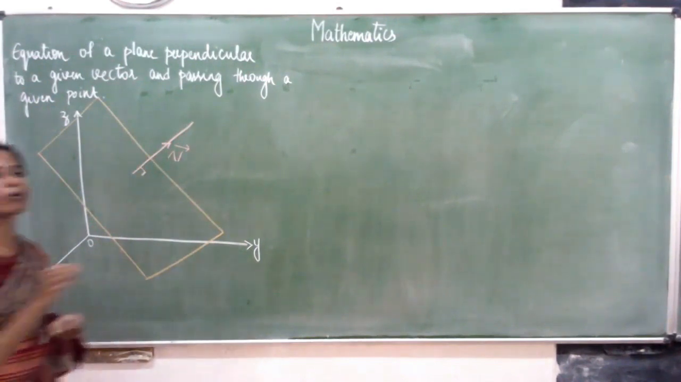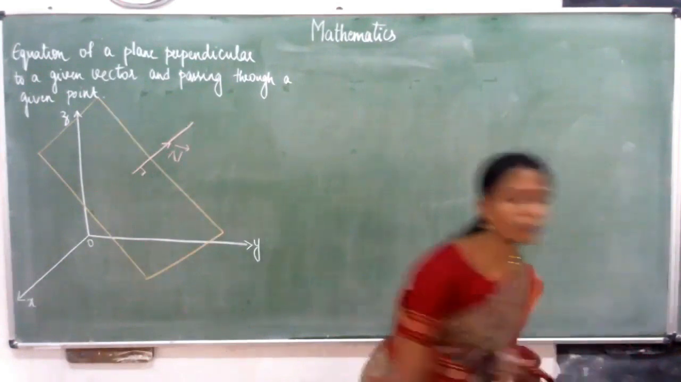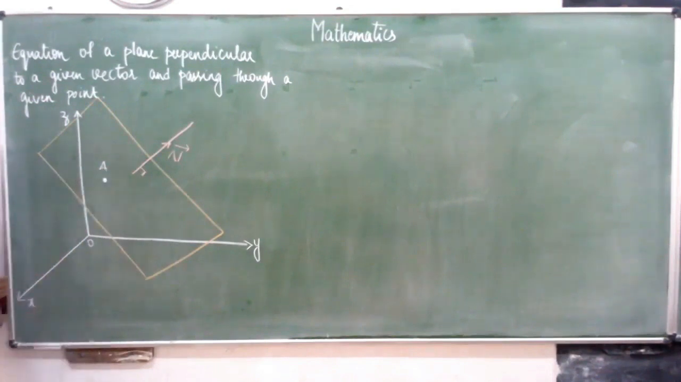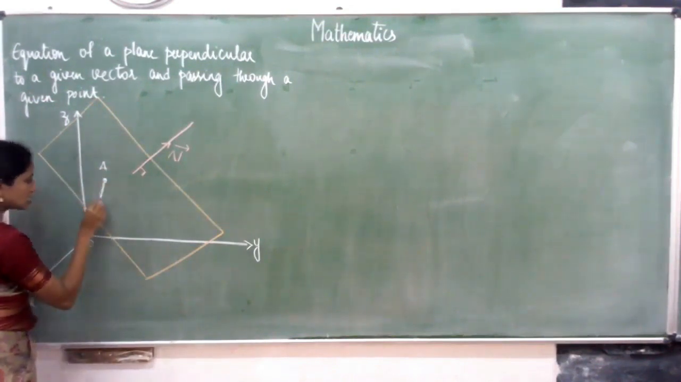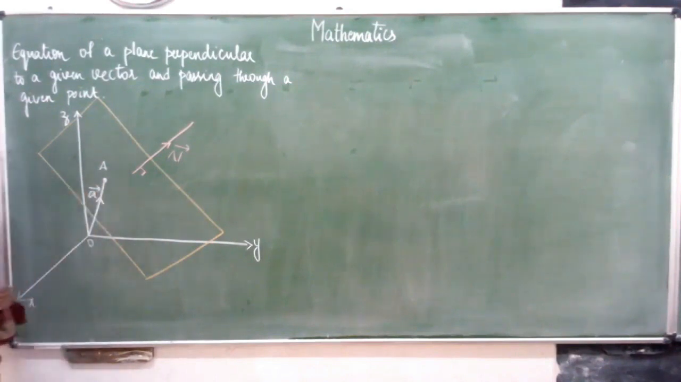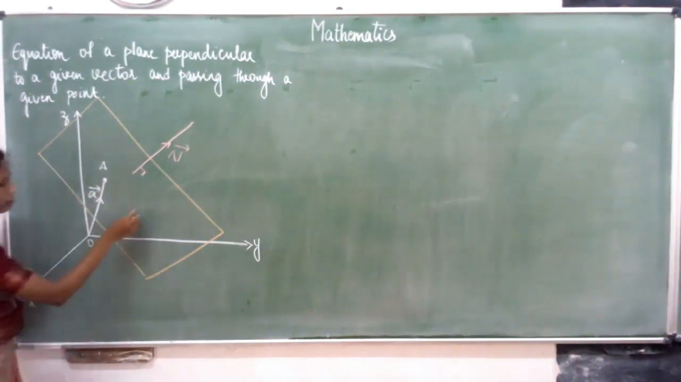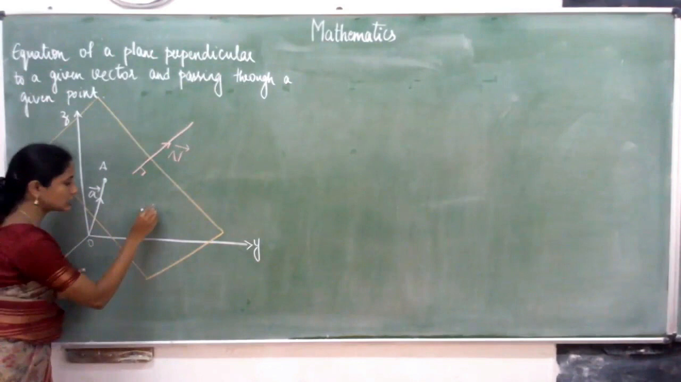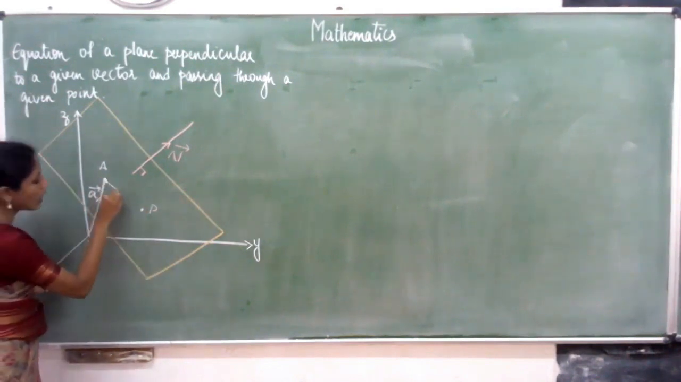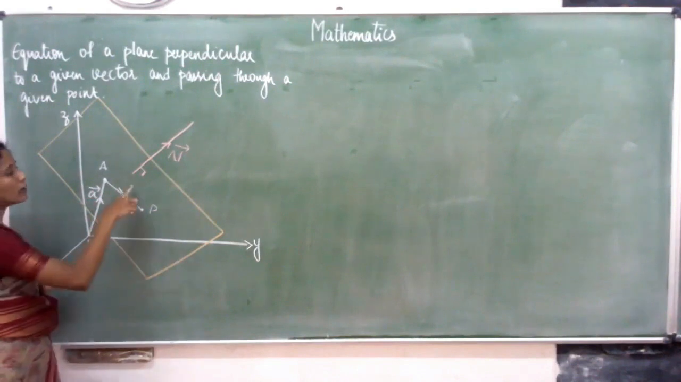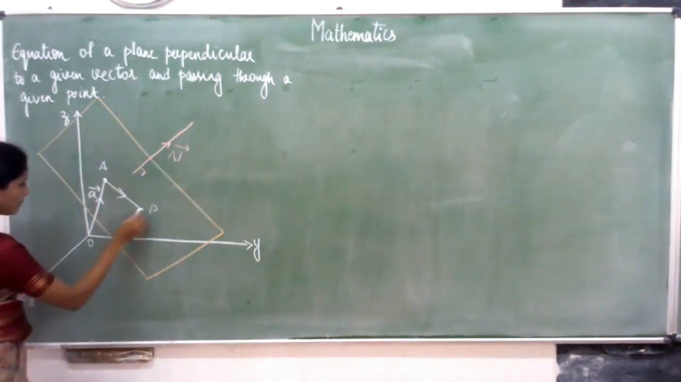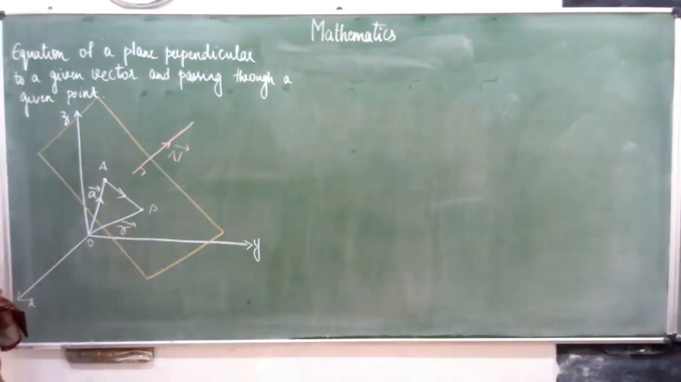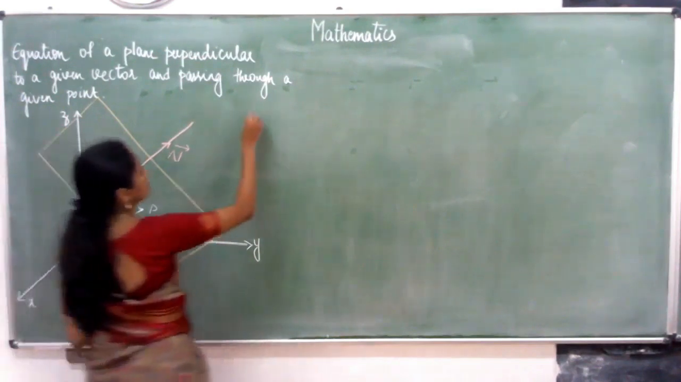So let us consider a point A which is passing through a plane. Let this point A have the position vector A. Let P be any point on this plane, such that the point P lies on this plane if and only if vector AP is perpendicular to vector N. And the position vector of the point P is vector R. So let us write all these things in words.